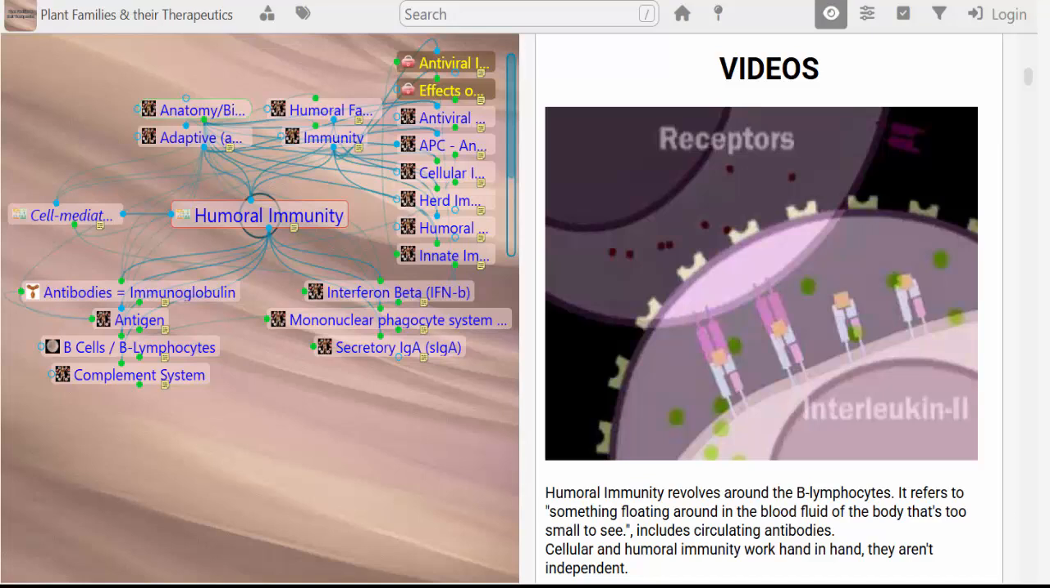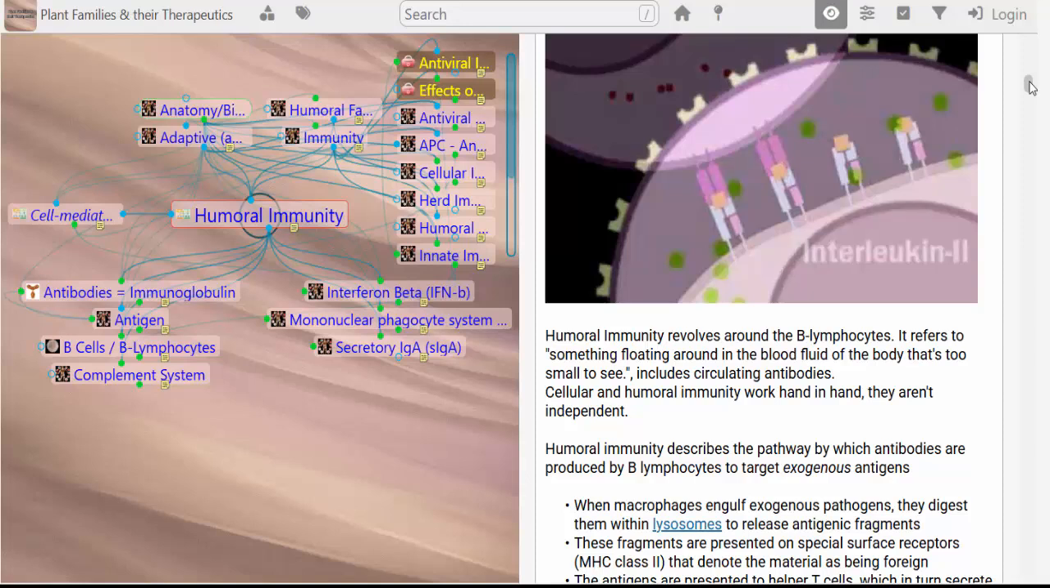So today we're still in the adaptive immune system. Remember, the adaptive immune system is very specific, and it includes the cell-mediated immunity and humoral immunity. We've already started talking about cell-mediated immunity, and that's where the T cells are coming into play. With humoral immunity, we're going to be talking about our B cells.